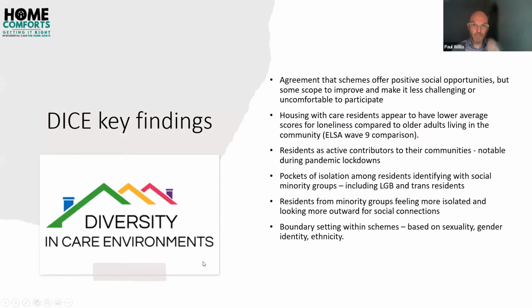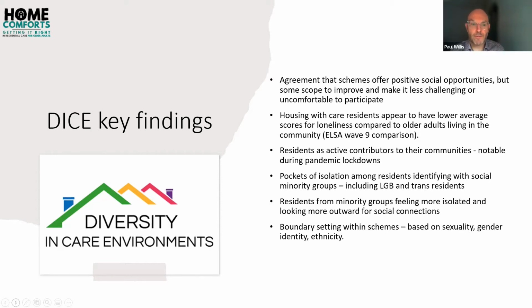This brings me on to the final study, the DICE Diversity in Care Environment Study. And this spanned across England and Wales. This is where we focused on housing with care for older people, which included extra care housing. This included a survey of 700 plus residents across over 100 schemes. And it also included interviewing 72 residents about their current experiences, which included a small group of residents who identified as lesbian, gay, bisexual, and transgender.